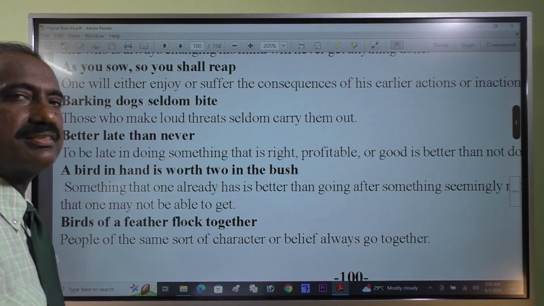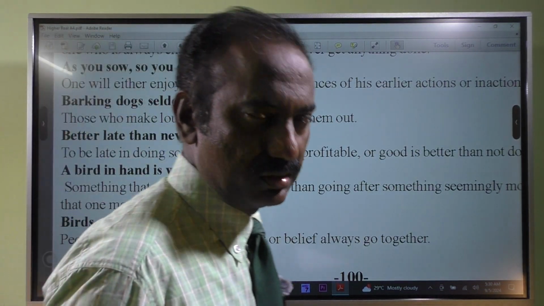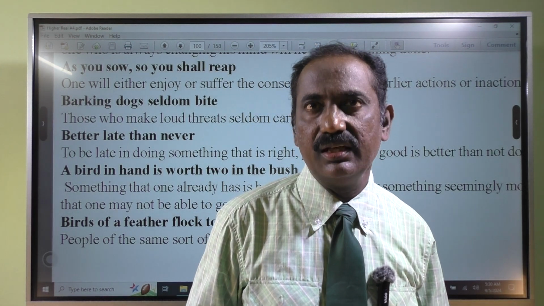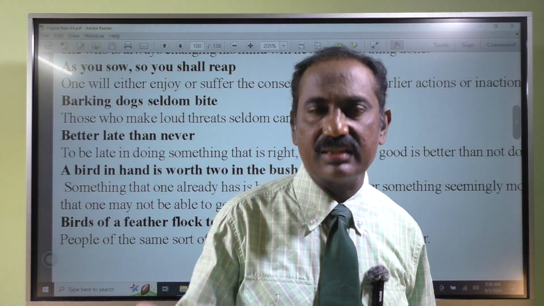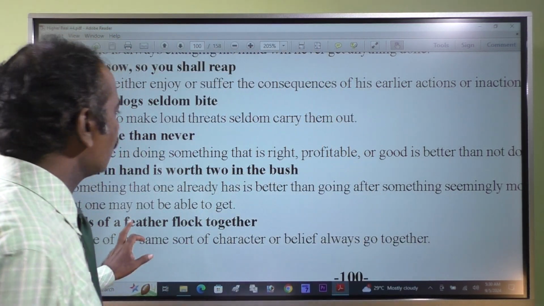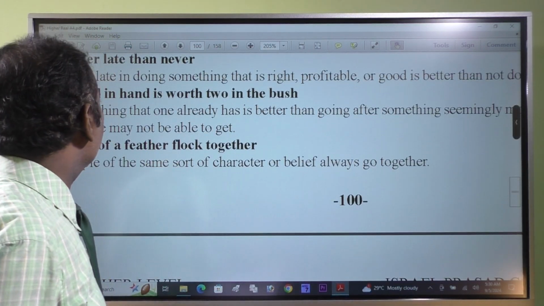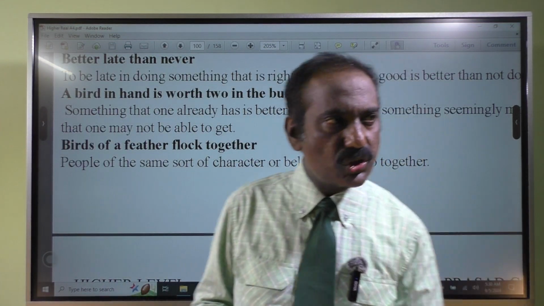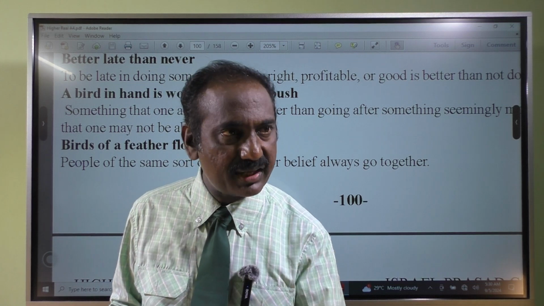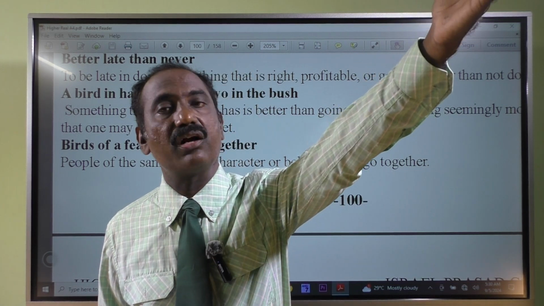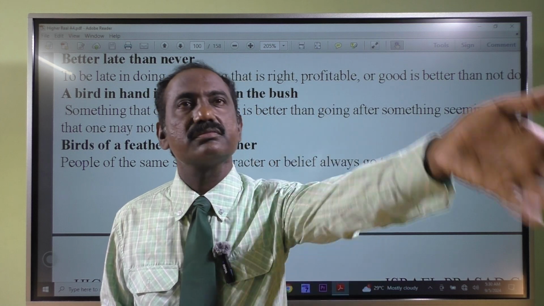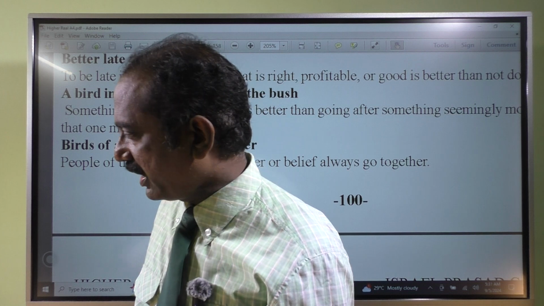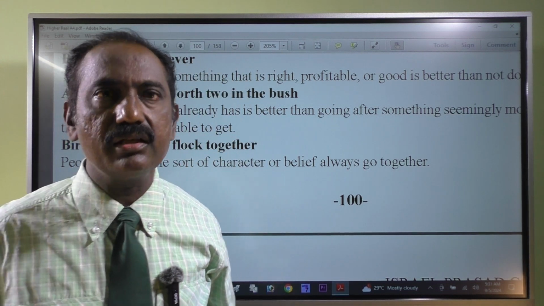And barking dog seldom bites. It is a common idiom in every language. That means a person who speaks less does great things or good things. A bird in your hand is worth two in the bush. It is very good. A chance, an opportunity which is in front of us is better than many opportunities beyond our reach. That means we have to use our nearby opportunities and nearby chances and facilities.